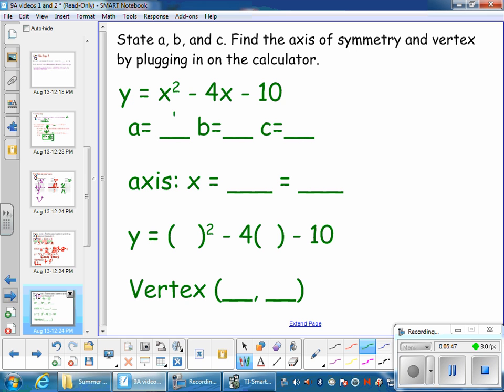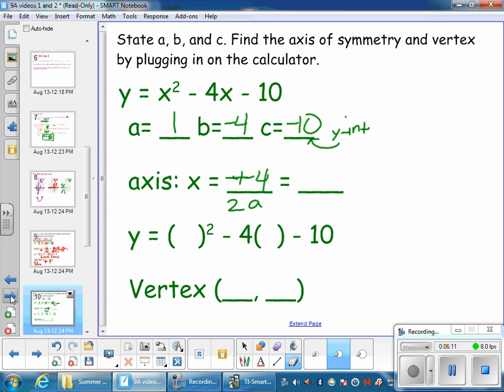So your a value is 1, your b value is negative 4, and your c value is negative 10. And we don't use the c for the formula, but just for future reference, that's the y-intercept, or where it crosses the y-axis. We'll get into that later. So the formula is negative b over 2a. So I'm going to plug in negative 4 for b, which turns to a positive. I'm going to plug in 1 for a.